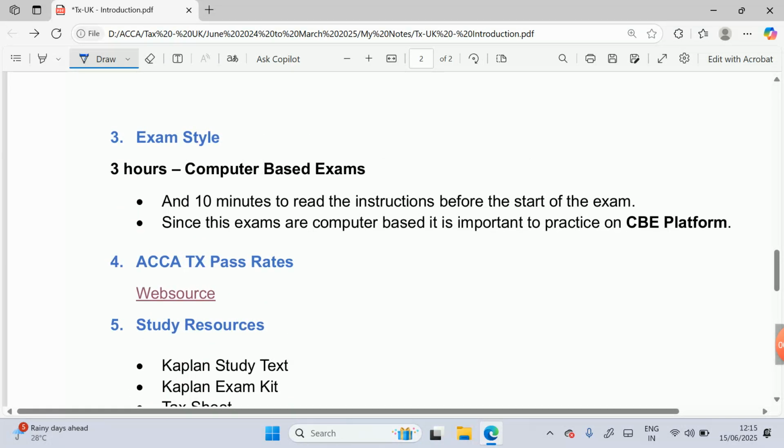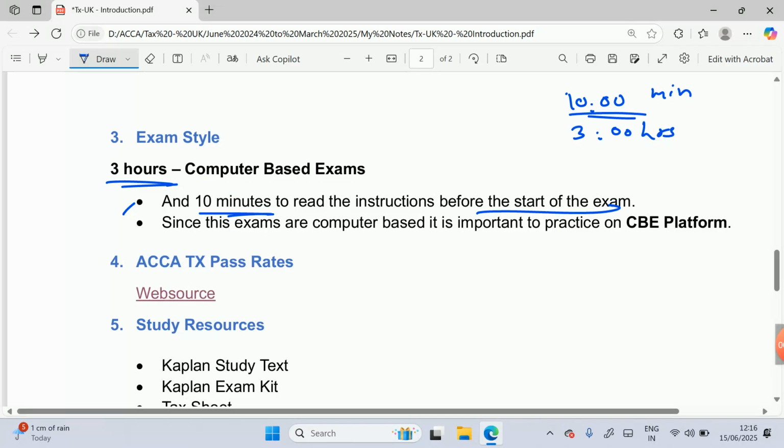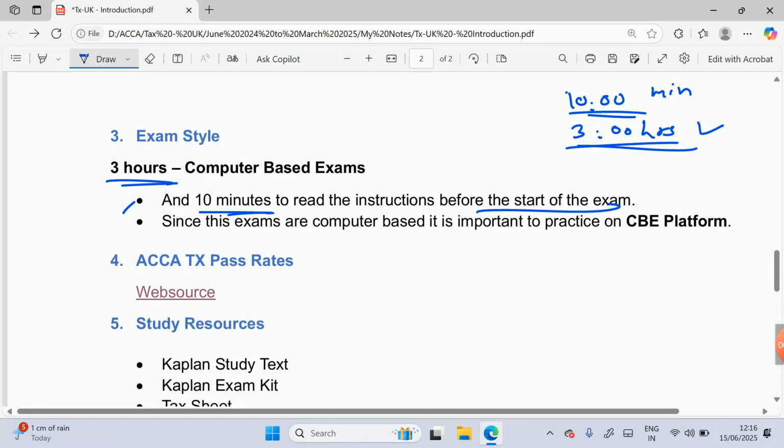Moving ahead, exam style, as I discussed, it's a computer based examination. You will be provided with 10 minutes to read the instructions before the start of the exam. Now it does not matter whether you read it in 10 minutes or you just read it in 1 minute. For the exam, you will be getting only 3 hours. There will be a separate clock for these 10 minutes, and once the instructions are done with reading, there will be a separate clock for 3 hours. So don't think that if you read the instructions quickly, that will increase your paper's time. No, it won't.